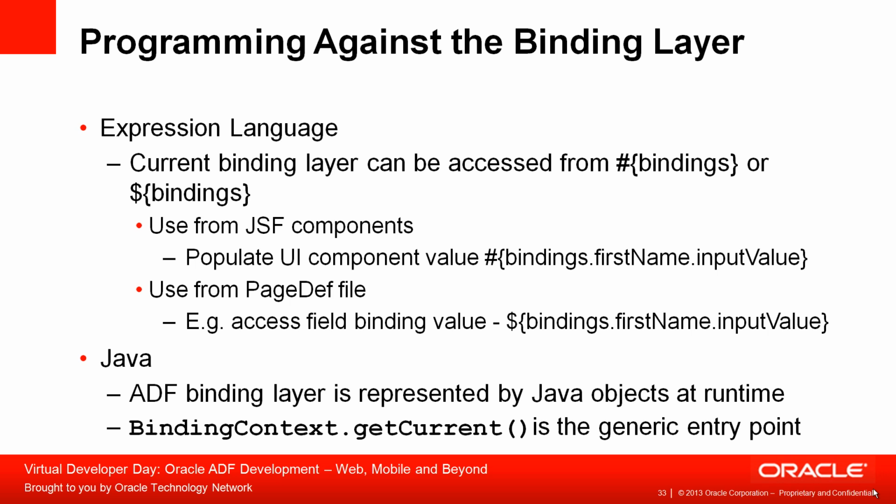From Java, the entry point always is binding context.getCurrent, and then there are methods like getCurrentBindingsEntry, which will give you in Java the direct access to the binding container for the current page that you're looking at, or the current page fragment. If we look at the expression language here in a page, input text fields will have a reference to the bindings layer like hash bindings first name input value, whereas in the page def file the same would be possible to do with a dollar sign.